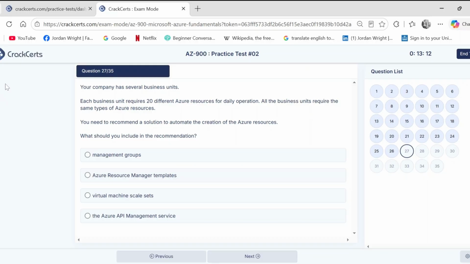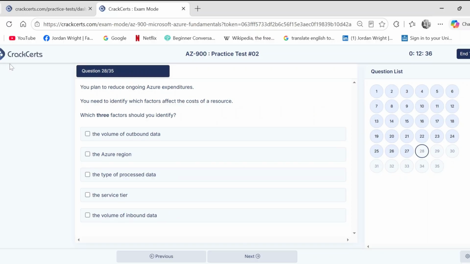Your company has several business units with some types of Azure resources needing automatic creation. I think virtual machine skill sets, 20 different ones. It must be templates, because you need templates to copy and replicate it. Yeah, templates. Agree. Yes, just go for templates.